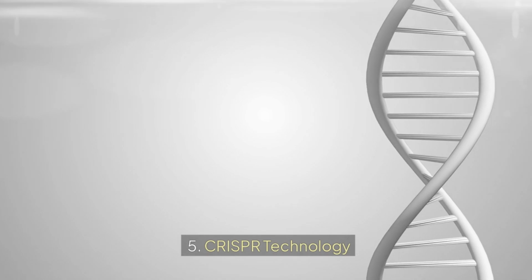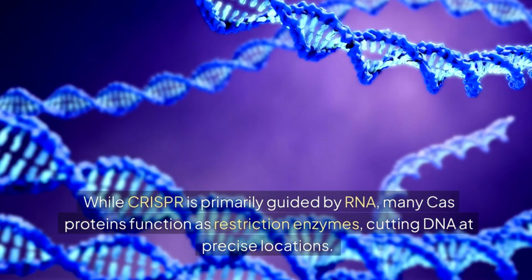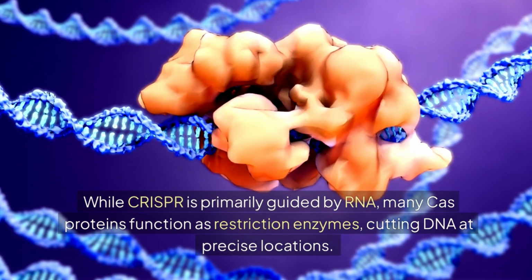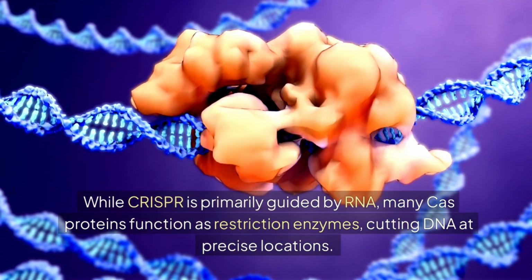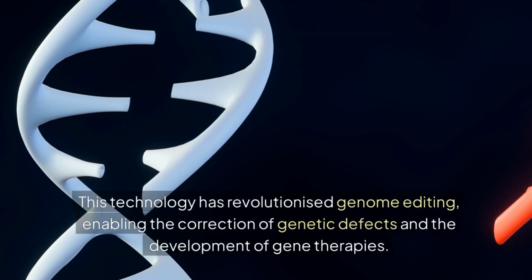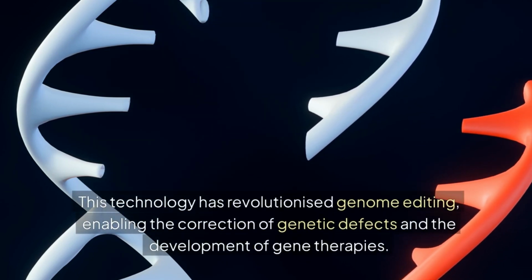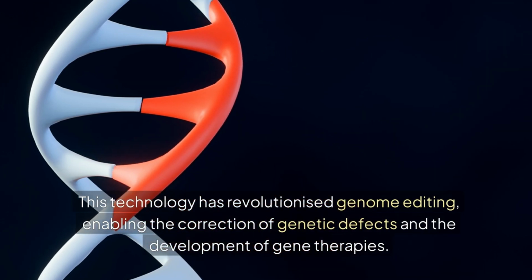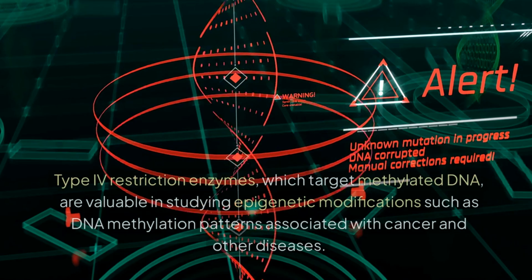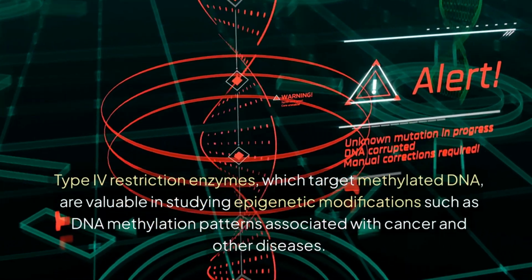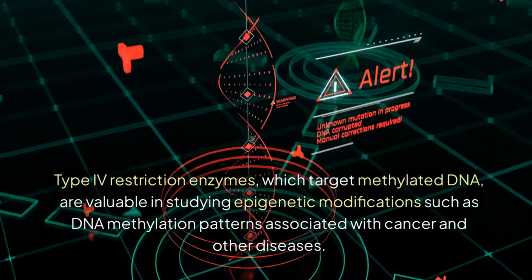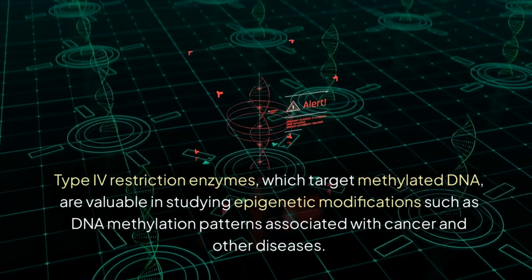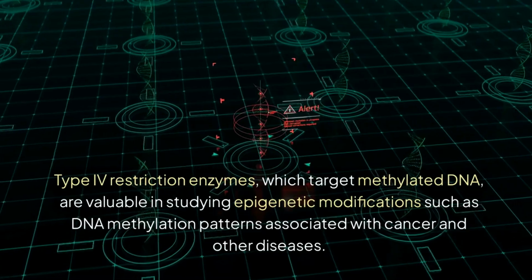5. CRISPR technology. While CRISPR is primarily guided by RNA, many Cas proteins function as restriction enzymes, cutting DNA at precise locations. This technology has revolutionized genome editing, enabling the correction of genetic defects and the development of gene therapies. 6. Epigenetics. Type 4 restriction enzymes, which target methylated DNA, are valuable in studying epigenetic modifications such as DNA methylation patterns associated with cancer and other diseases.